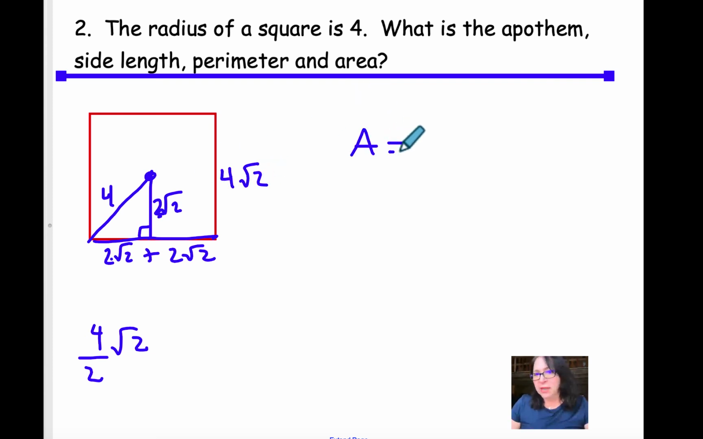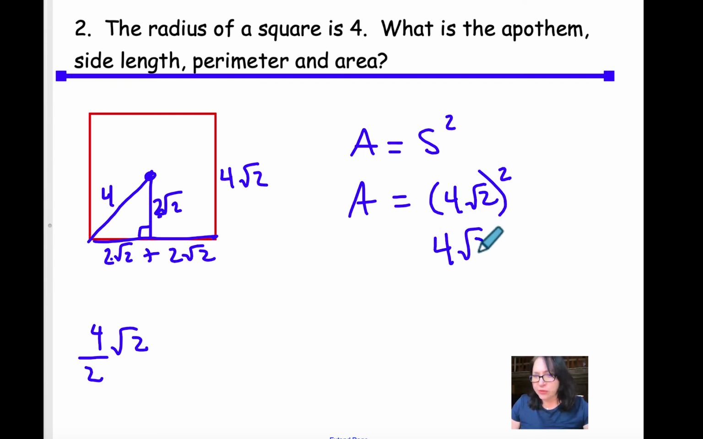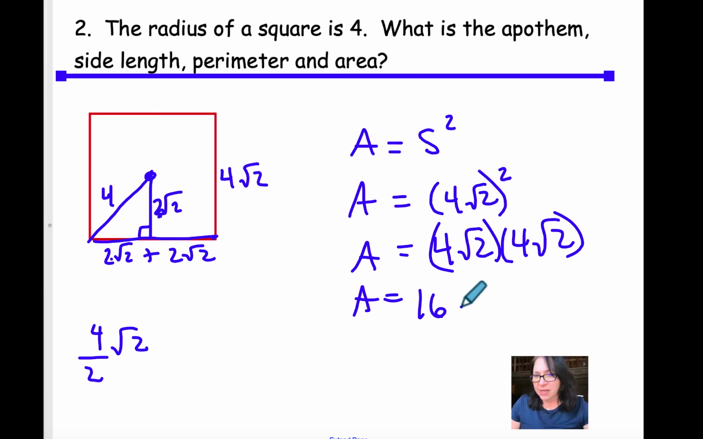So to find the area of a square, it's just side squared. So the area of my square is side, which is 4 root 2 quantity squared, which is 4 root 2 times 4 root 2. Numbers multiply with numbers. So you've got 4 multiplying by 4, so that's 16 times root 2 times root 2, which is 2. 16 times 2 is 32. And so the area of my square is 32 units squared.